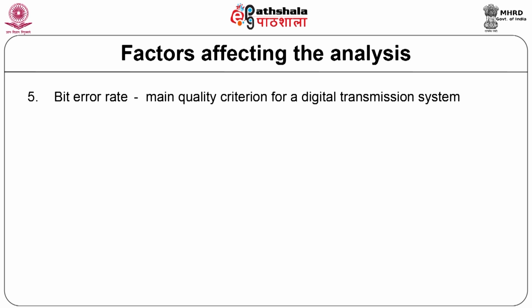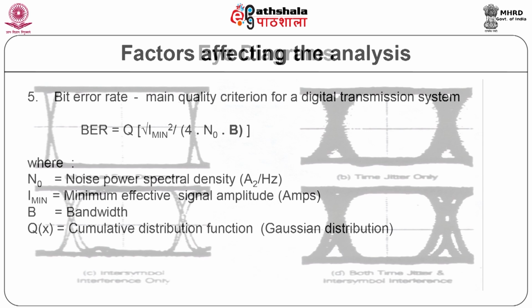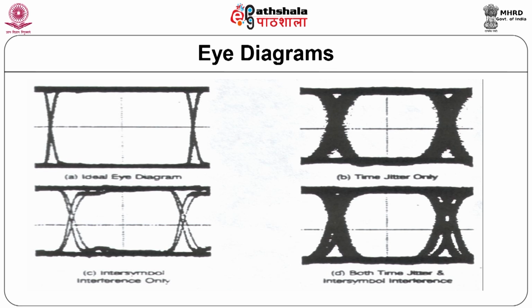Bit error rate. It is the main quality criterion for a digital transmission system, and it is given by BER equal to Q of I_mean square upon 4 N0 B, where N0 is the noise power spectral density, I_mean is the minimum effective signal amplitude, B is the bandwidth, and Q(x) is the cumulative distribution function, that is the Gaussian function.